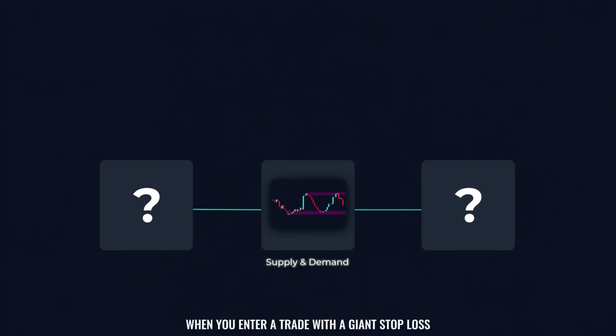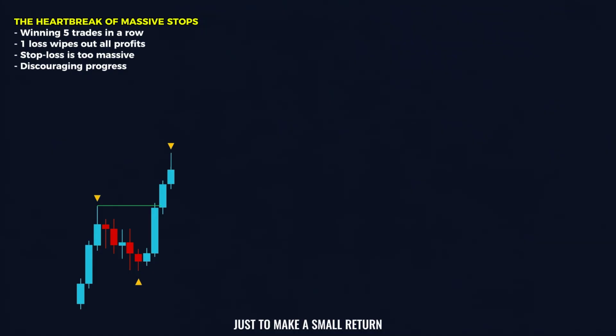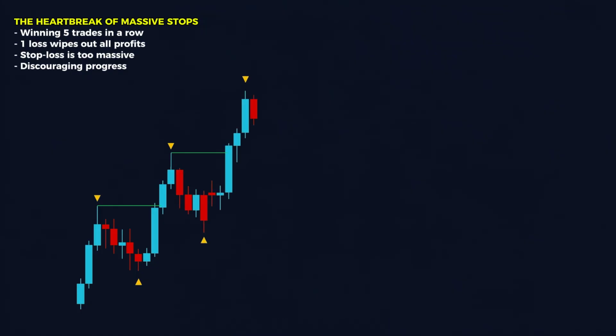When you enter a trade with a giant stop loss, your profit target must also be giant just to make a small return. You are risking $100 just to make $50 or $80. To survive in the long run, you do not need to win every single trade. Instead, you need sniper entries.